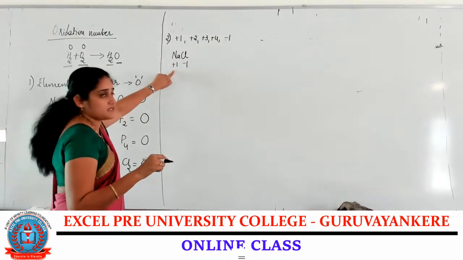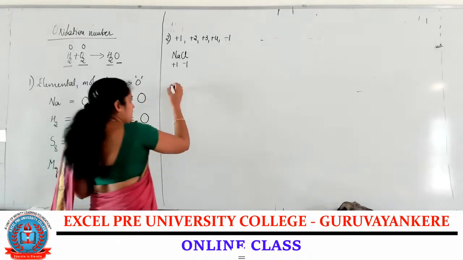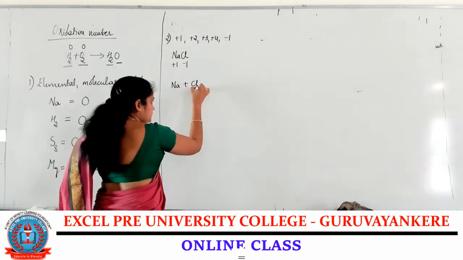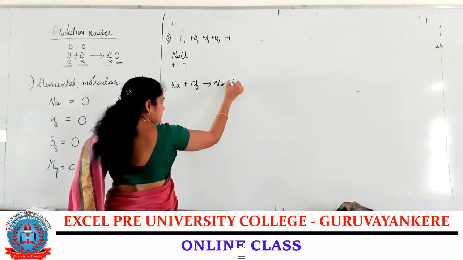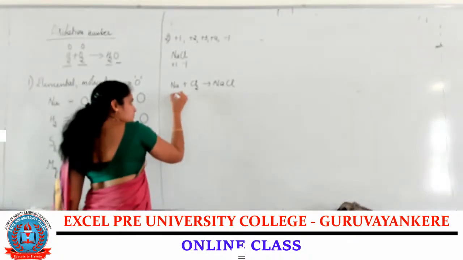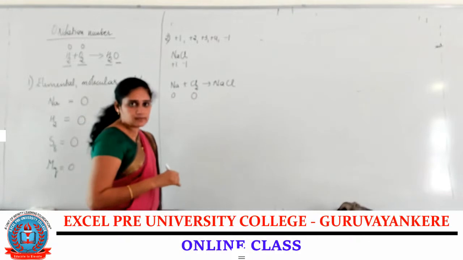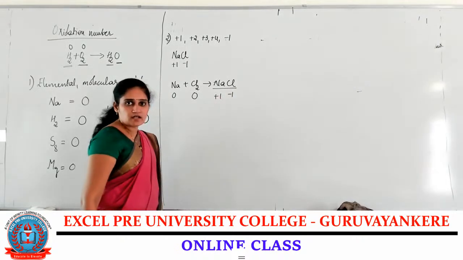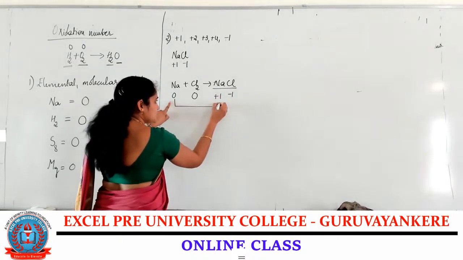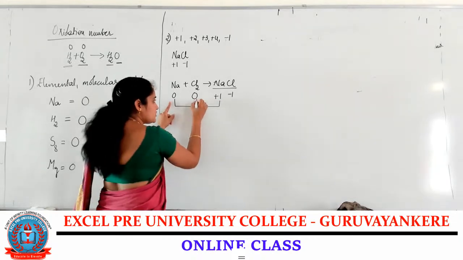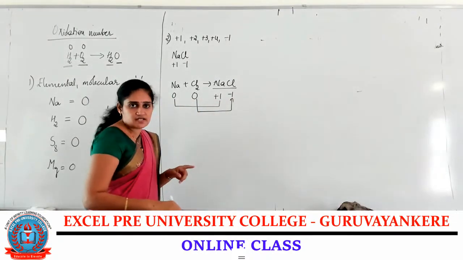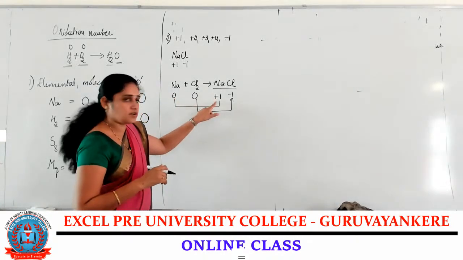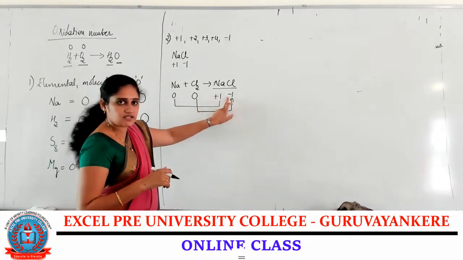So Na is +1. Suppose sodium in the Na state is reacting with chlorine to give rise to NaCl. The oxidation state of sodium is 0 and the oxidation state of chlorine is 0, while in sodium chloride it is Na+1 Cl-1. Zero oxidation state changing to +1, zero changing to -1: the oxidation reaction and the reduction reaction.